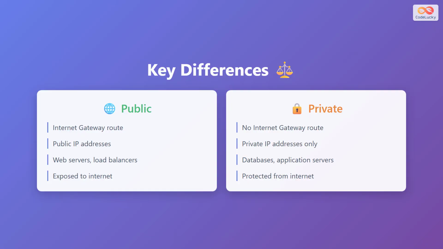Let's compare the key differences between public and private subnets. Public subnets have a route to an internet gateway, use public IP addresses, and are typically used for web servers and load balancers that need to be exposed to the internet. Private subnets, on the other hand, have no internet gateway route, use only private IP addresses, and are ideal for databases and application servers that should remain protected from direct internet access. This multi-tier architecture approach, combining both public and private subnets, is a best practice for building secure and scalable cloud applications.